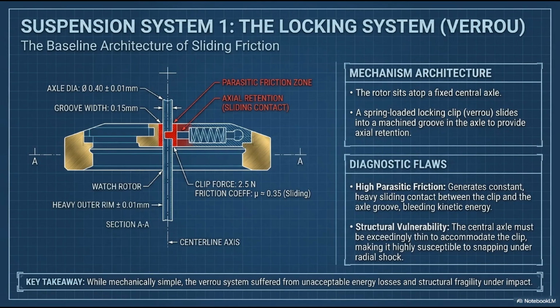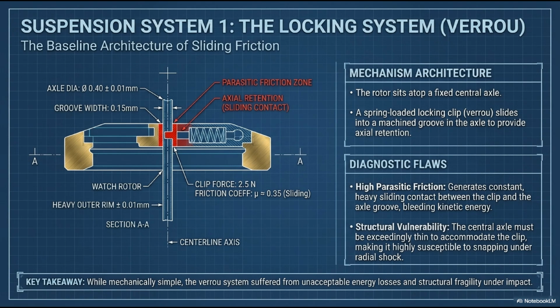Let's look at how engineers historically tried to solve this suspension problem. Here is suspension system 1, the locking system, or VERU. This represents the baseline architecture of sliding friction. Look at the cross-section mechanism architecture. The rotor sits atop a fixed, static central axle. To keep the rotor from falling off, a spring-loaded locking clip, the VERU, slides laterally into a machined groove in the axle to provide axial retention.